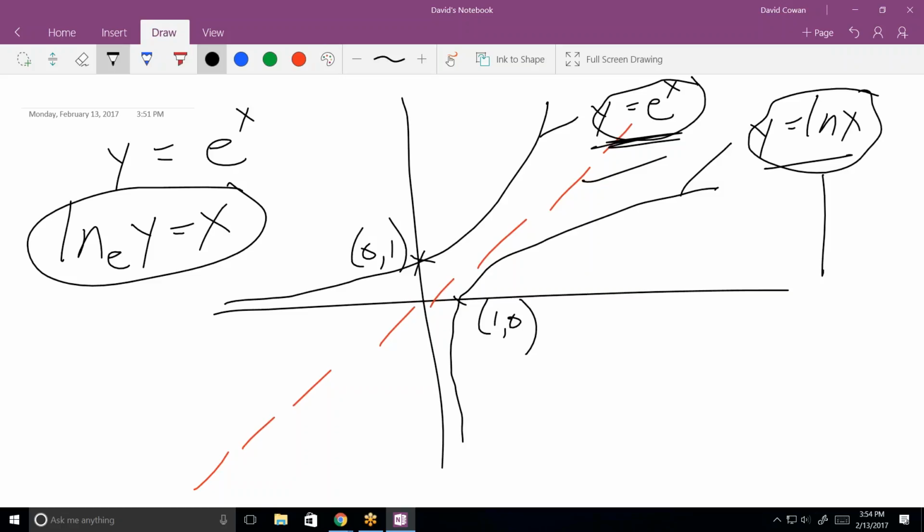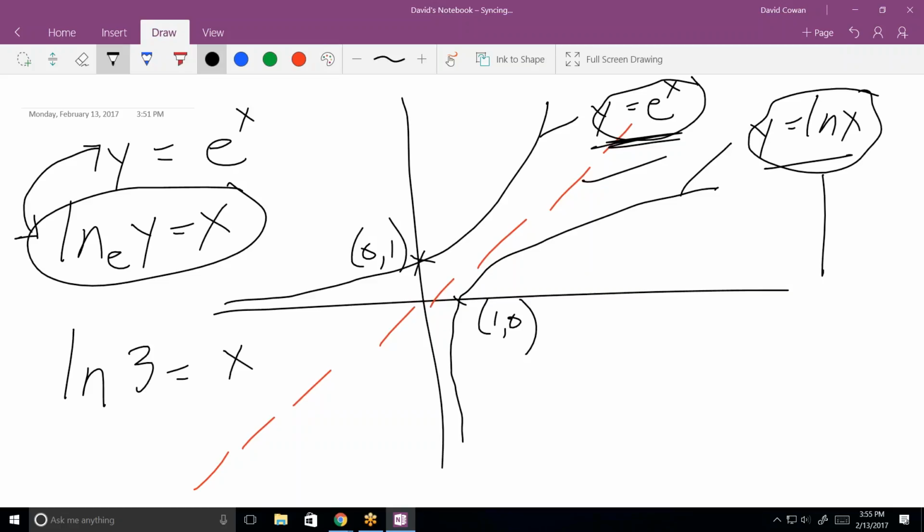Always know that you have to be able to go back and forth between these two on the left. You have to be able to take an exponential expression or equation and convert it to its logarithmic form, and you have to be able to take a logarithmic equation and convert it to its exponential form. For example, I said natural log of y equals x, let's make it natural log of 3.